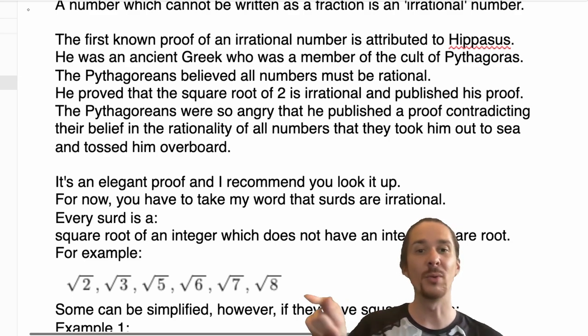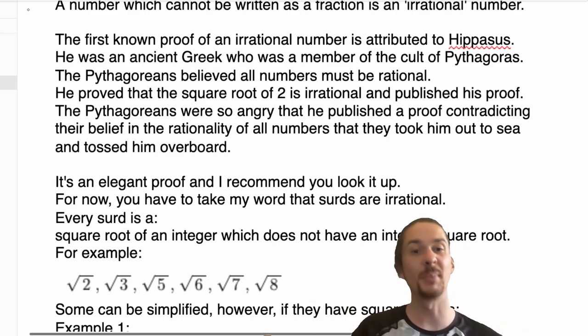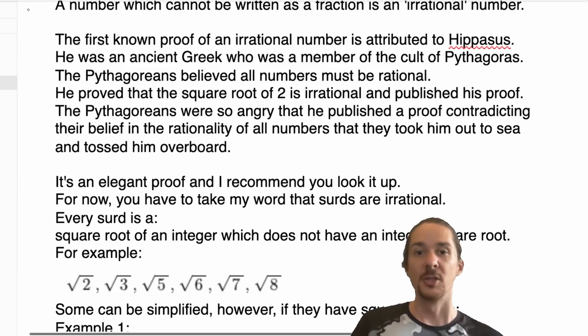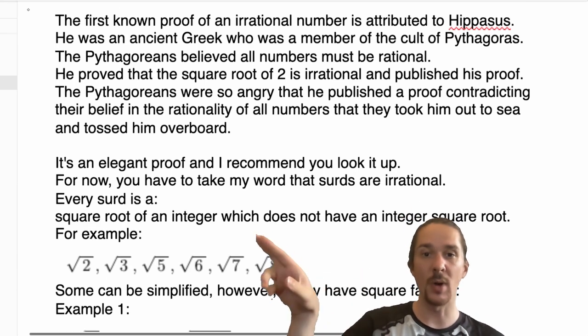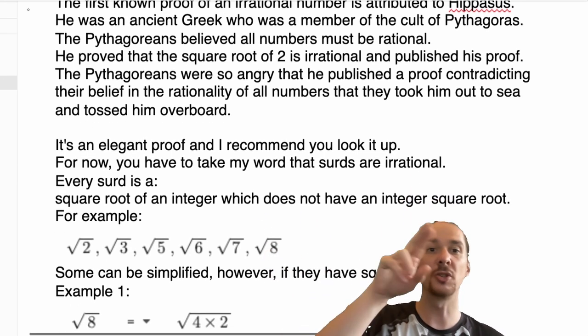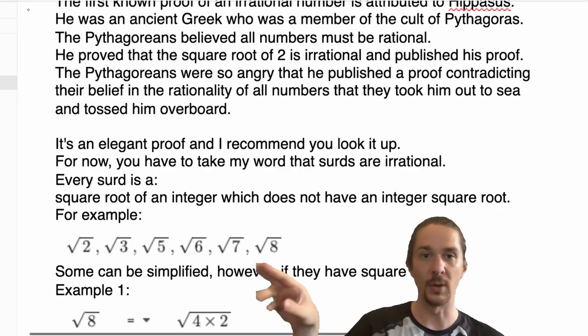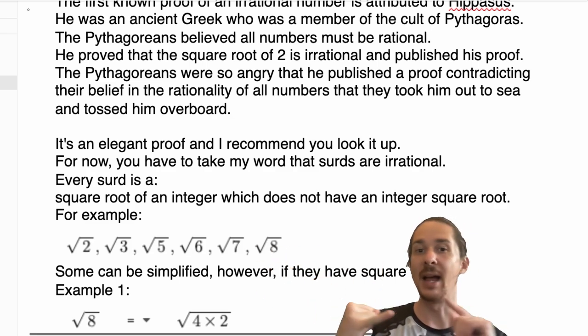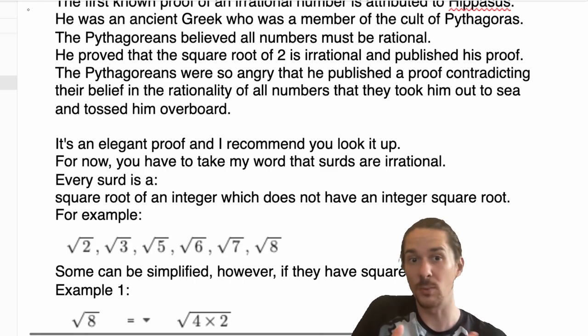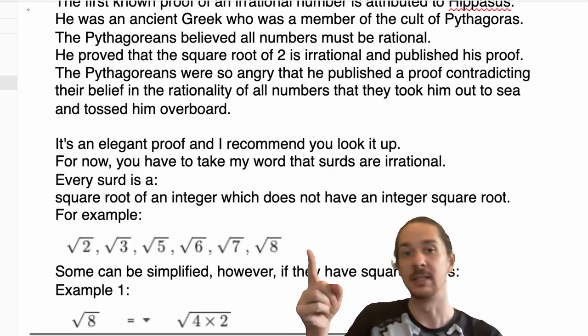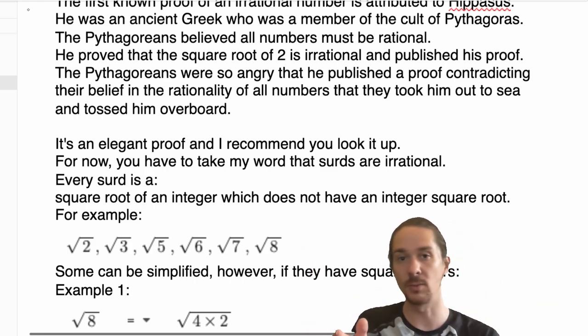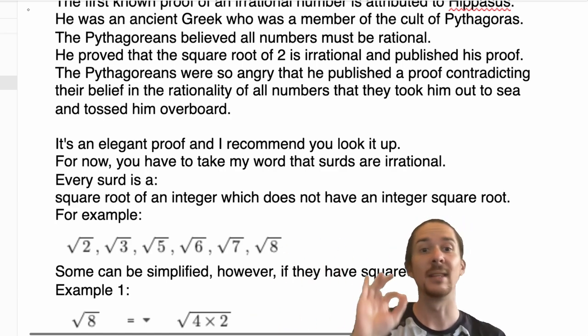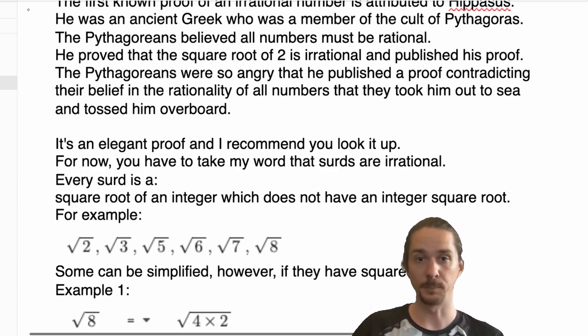And that's why we write them as surds instead of simplifying them to something else. So every surd is a square root of an integer which does not have an integer square root. Okay, so you'll notice that in this list, I haven't got the square root of 4. It's not a surd because it has an integer square root. The square root of 4 is 2. Same thing for 9. The square root of 9 is 3. But all of these others, they do not have integer square roots.